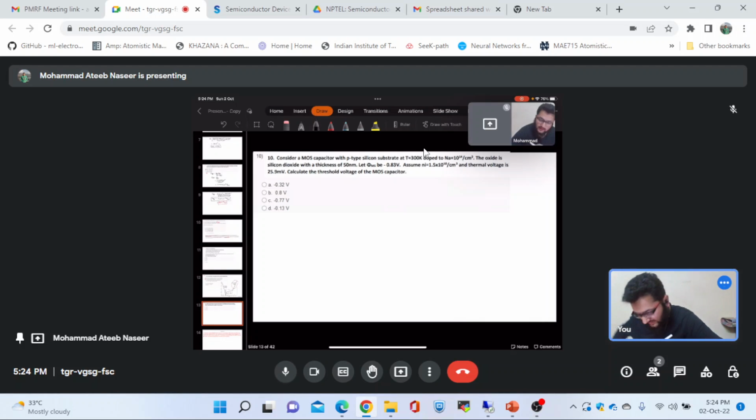We can write the expression for the threshold voltage simply. The threshold voltage will simply be equal to phi ms plus 2 phi f plus Q depletion by C ox. So we need to find the Q depletion first. To find the Q depletion, let me write down this Q depletion.